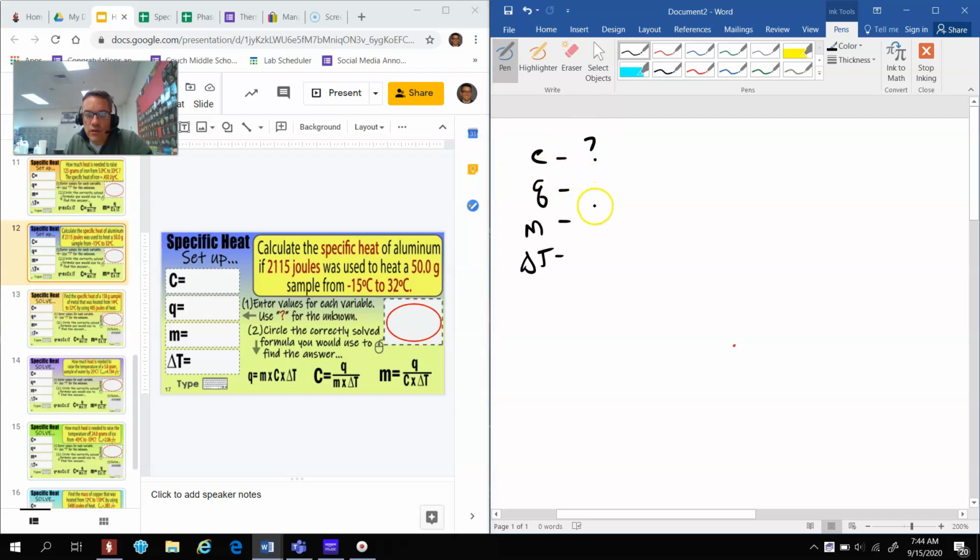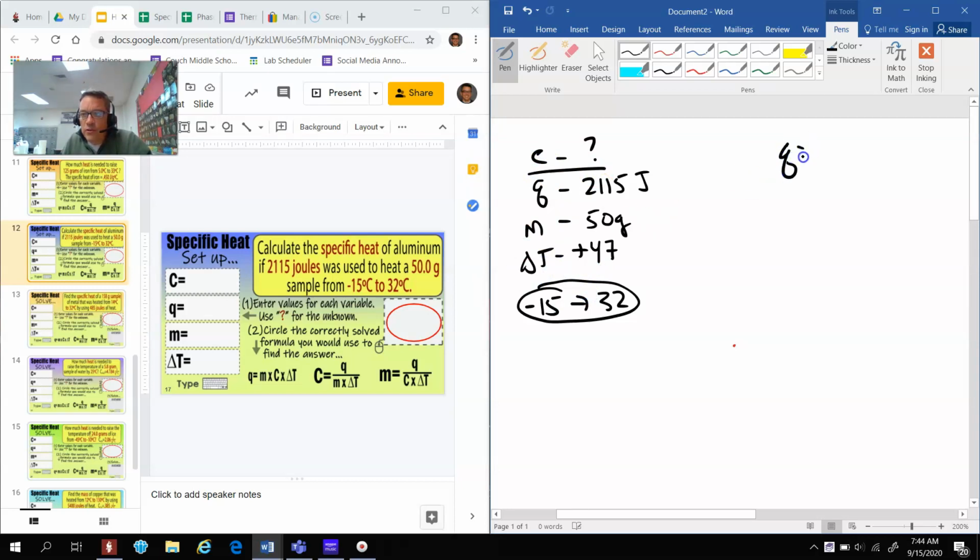We don't know. If we had 2115 joules, that's our energy. The mass was 50 grams. And the temperature change went from -15 to 32. So the difference between that would be 47. Again, you're just looking at a subtraction problem here, 32 minus -15. All right, so in this case, we're missing C.